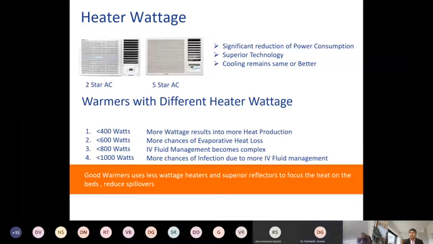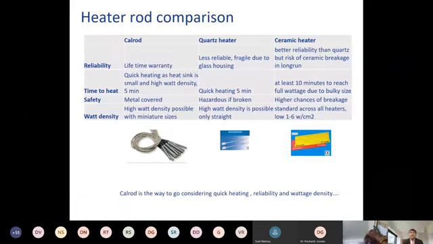So this is the first and most important thing when you choose a good warmer. The most important thing is the wattage rating that we should ask about. The lesser the wattage, the better the warmer will be, because its heat reflector design will be much better. The next one is the heating element that is used. There are three types of heating elements available: one is called cal rod, another is called quartz, and another is called ceramic.